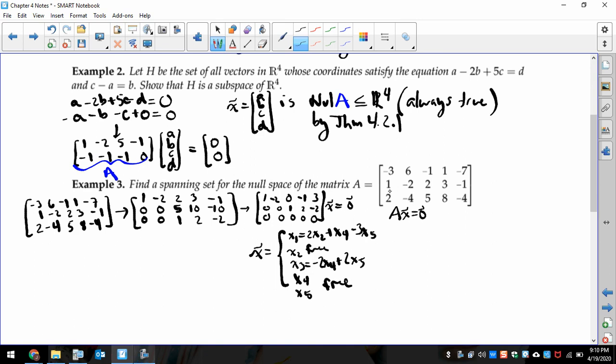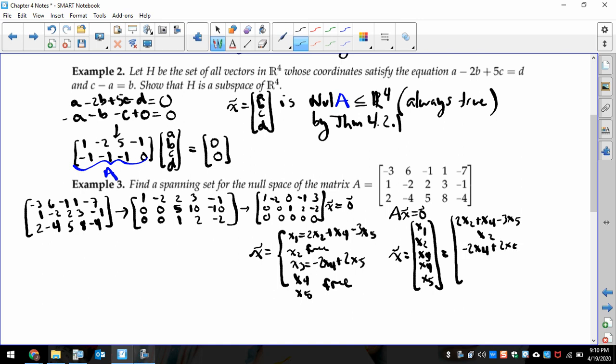Okay, so now a general solution vector looks like this: x1, x2, x3, x4, x5. Now we want to break that up according to what we've just found: 2x2 plus x4 minus 3x5, x2, then negative 2x4 plus 2x5, and then x4, x5.